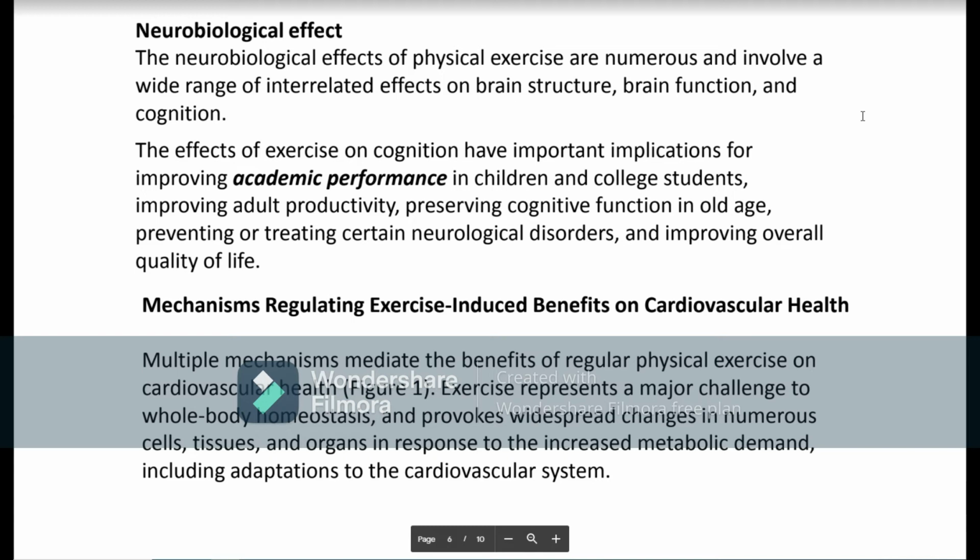Another positive outcome is a neurobiological effect. The neurobiological effects of physical exercise are numerous and involve a wide range of interrelated effects on brain structure, brain function, and cognition. The effects of exercise on cognition have important implications for improving academic performance in children and college students, improving adult productivity, preserving cognitive function in old age, preventing or even treating certain neurological disorders, and improving overall quality of life.